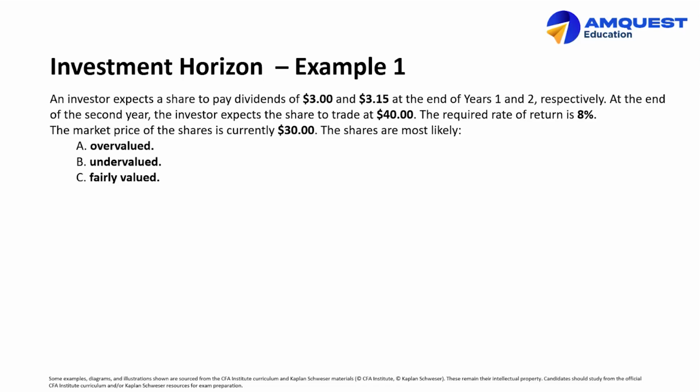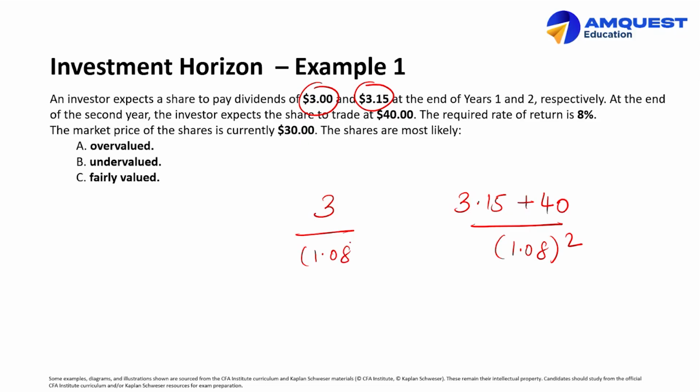An investor expects a share to pay dividends. So this is my expectation at the end of year 1 and year 2. We have been given D1, then we have been given D2. At the end of the second year, the investor expects the share to trade at 40. So we are also given P2. The required rate of return is 8%. So 1.08 raised to 2, 1.08 raised to 1. Can you please solve and tell me the answer for this question? They have also given you the current market price as 40. Compare it with the intrinsic value and tell me whether it is properly valued, overvalued, or undervalued.